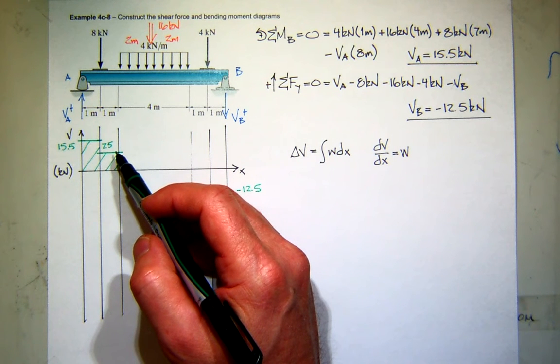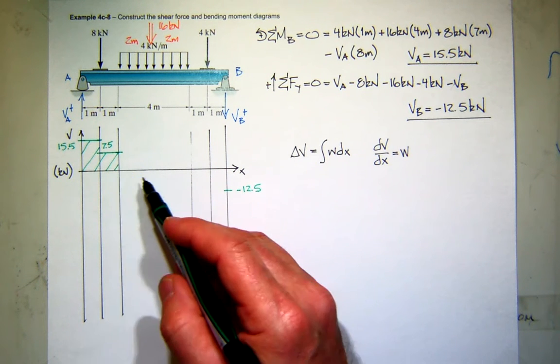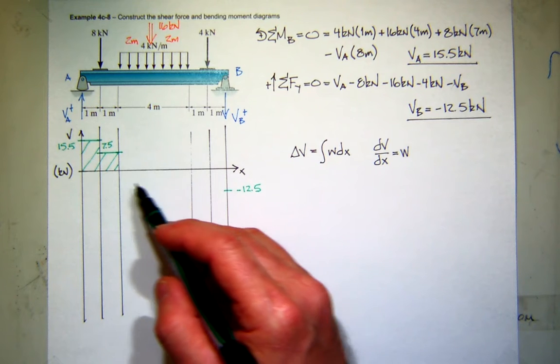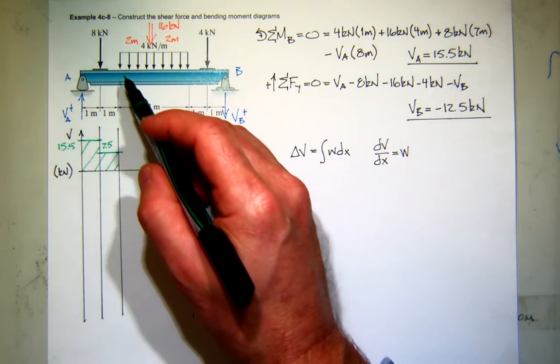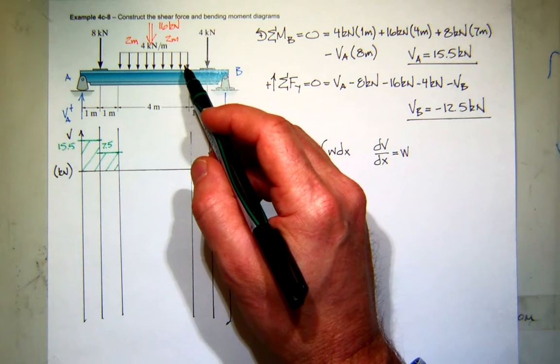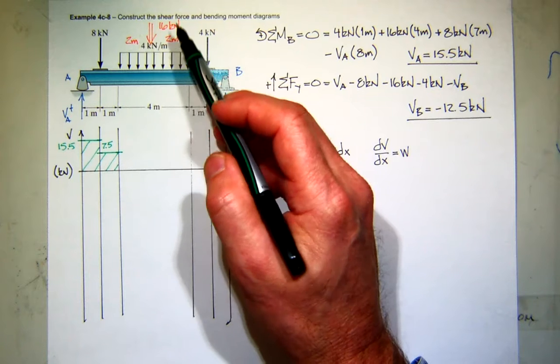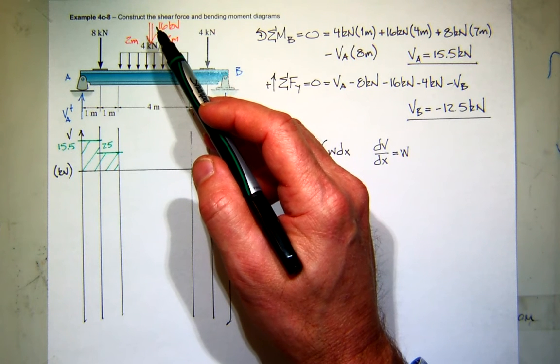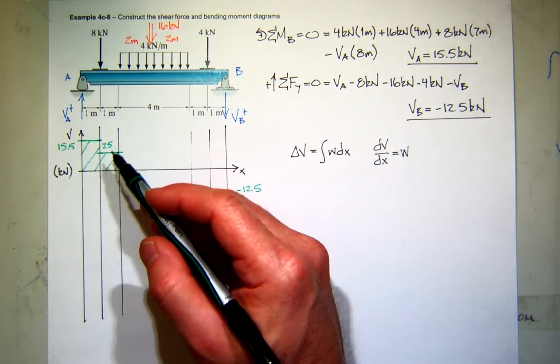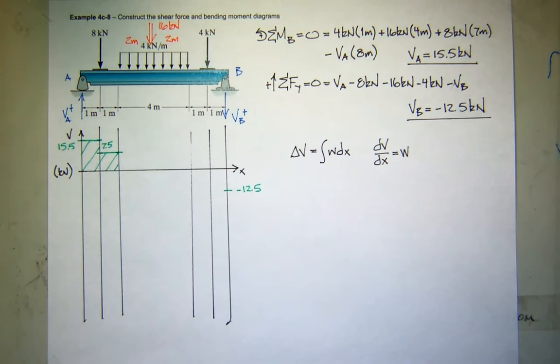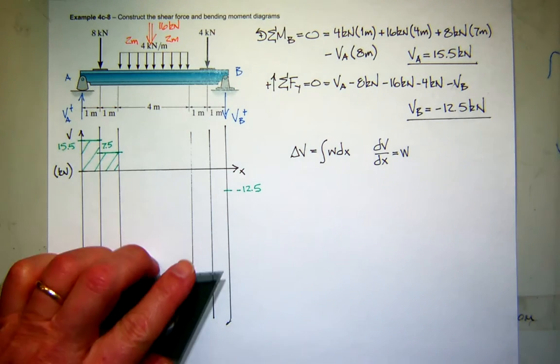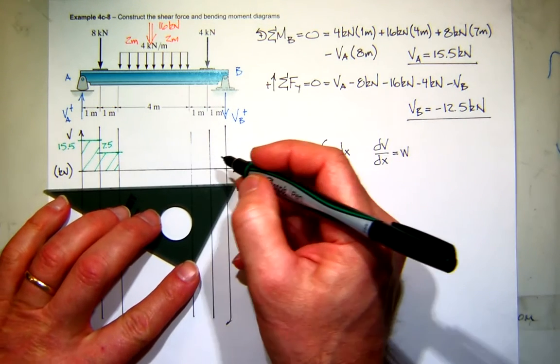Now what comes next? Well, the change in shear over this interior 4 meters should be the area of this part of the curve. We've already computed it, right? It's 16. Is that a positive change or a negative change? Negative. So what's 7.5 minus 16? Negative 8.5.